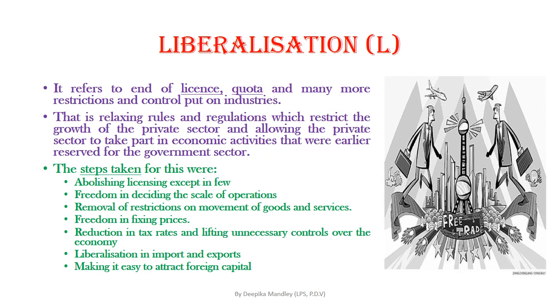Now, Indian companies got liberalization in the following way. So, these are few steps that were taken to adopt this liberalization policy. First is abolishing licensing except in few. That means the licensing that is required has been removed, has been abolished, except in few things. Then freedom in deciding the scale of operations. Now you can decide the scale of operation, whether you want to start your business on a large scale or small scale or medium scale. Then removal of restrictions on movement of goods and services.